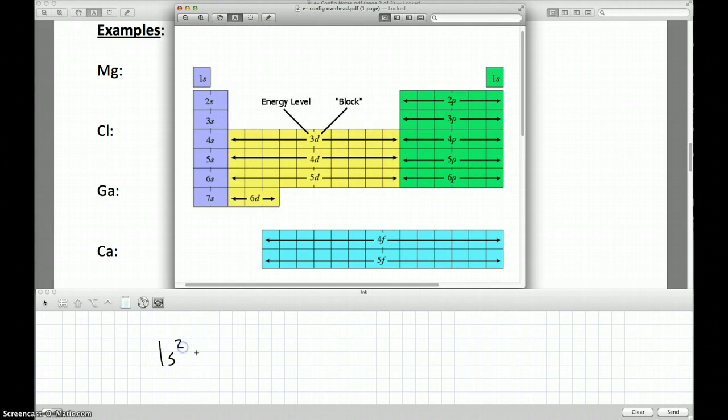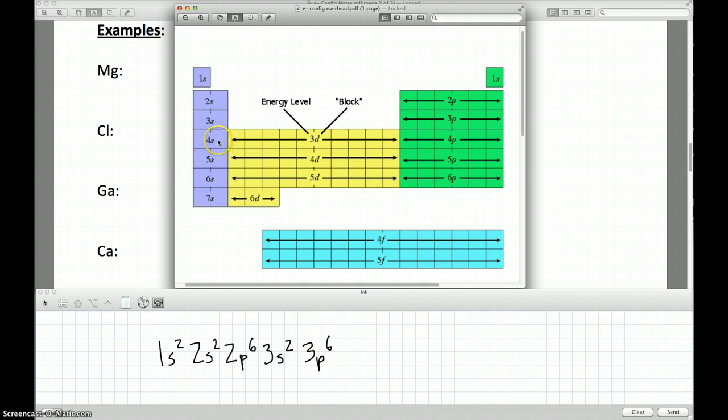1s, and there are two 1s boxes. The next row, 2s, and there are 2s boxes. Go straight across. I get 2p6. 3s2 is the next part of the electron configuration, this code that we're learning how to write. The next straight across from that is 3p, and there's 6 boxes there.